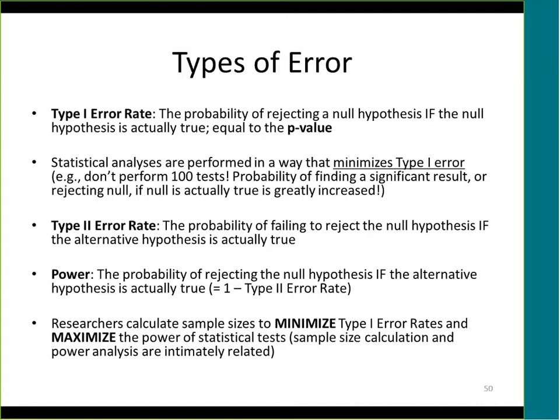Your type 2 error is the probability of failing to reject the null hypothesis even if the alternative hypothesis is true. So it's not identifying a difference between the groups even though a difference is present. Power is the probability of rejecting the null hypothesis if the alternative hypothesis is actually true. And power is related to your type 2 error in the equation that power is equal to 1 minus your type 2 error. Researchers calculate sample size to minimize your type 1 error and to maximize your power. By maximizing your power, you're going to minimize your type 2 error as well.